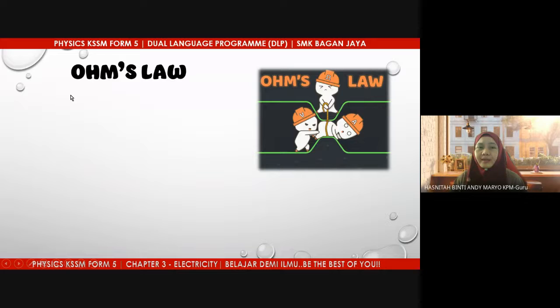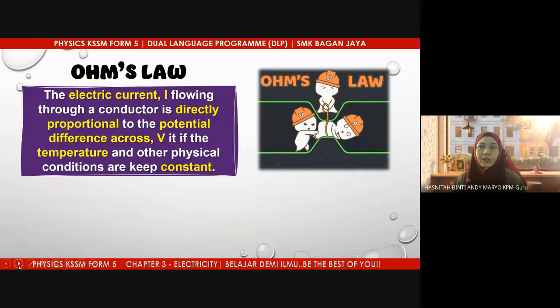The name of the law related to electricity is called Ohm's law. If you refer to your module on the very first page, in the box on the top left corner, you write the definition of Ohm's law as seen on this screen now. So what is Ohm's law? Can someone read what is stated in Ohm's law? Welcome, Qingxiang. Can you read what Ohm's law is from my screen? Or any volunteer?